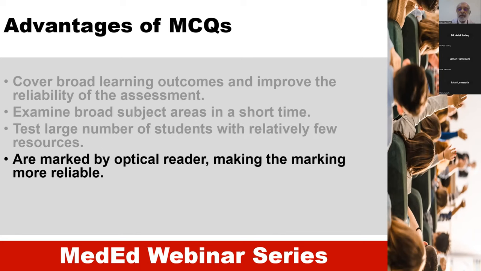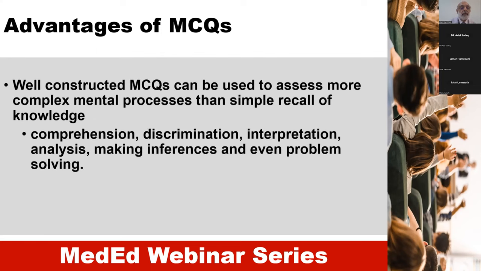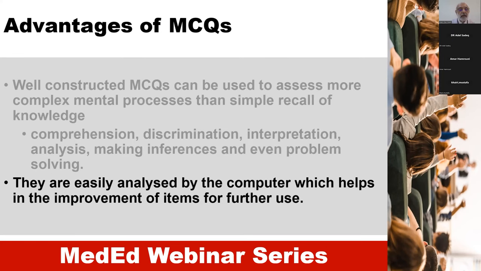They are marked by optical reader, so making the marking more reliable. They are not affected by scorers' inconsistencies and are not influenced by students' writing ability because students have to simply select or choose the already presented options. Well-constructed multiple choice questions can be used to assess more complex mental processes than simple recall of knowledge. And these complex processes may include comprehension, discrimination, interpretation, analysis, making inferences, and even problem solving. MCQs are easily analyzed by the computer, which helps in the improvement of items for further use.